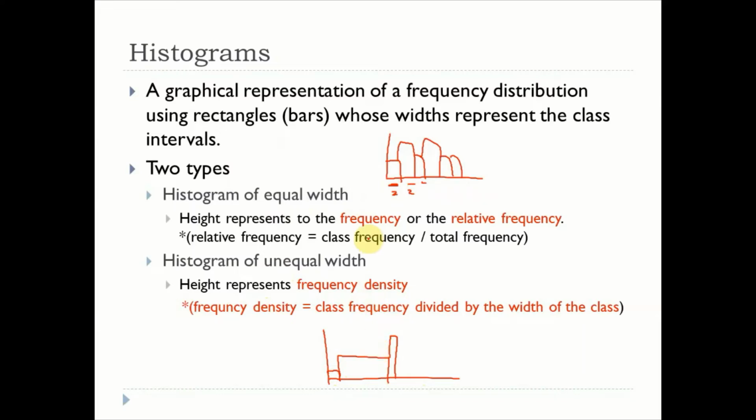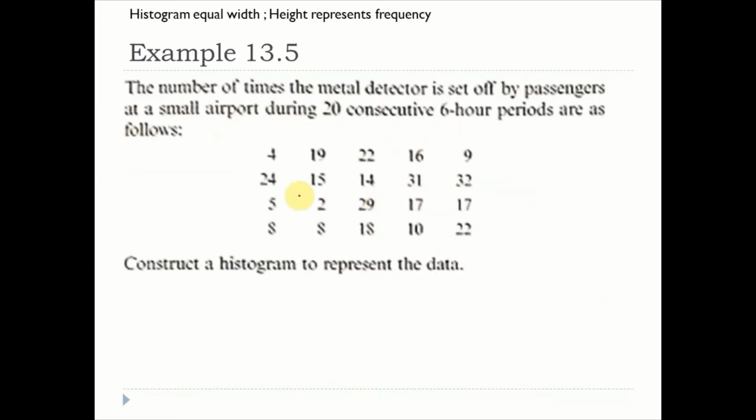Okay, and then further, histogram of equal width has 2 types. Either the height represents frequency, or the height represents relative frequency. And then histogram of unequal width has only 1 type, which is the height represents frequency density. So first we will go to the first type, in which histogram of equal width, the height represents frequency. We can see that by example 13.5.